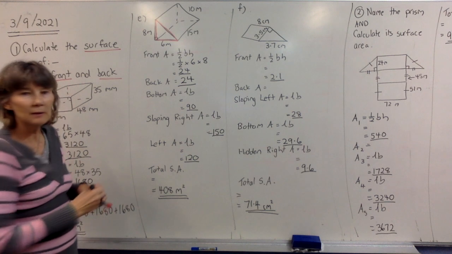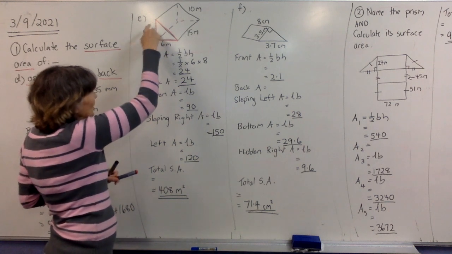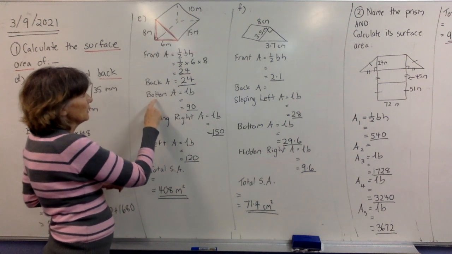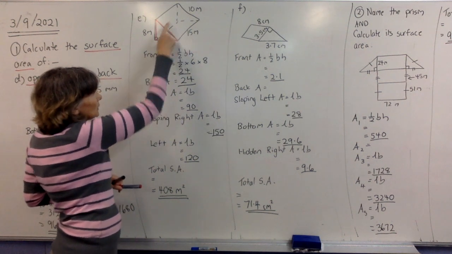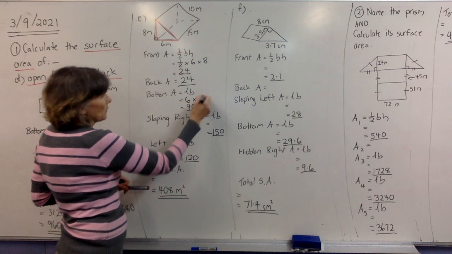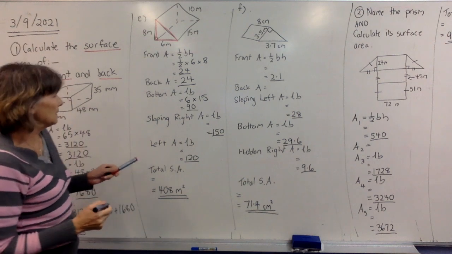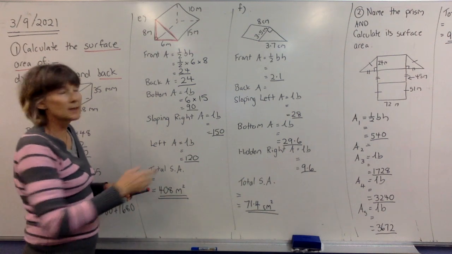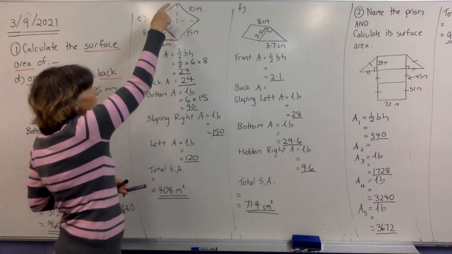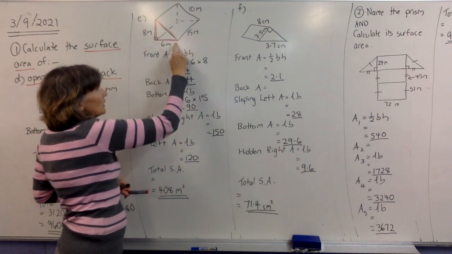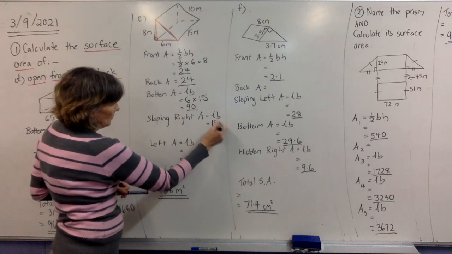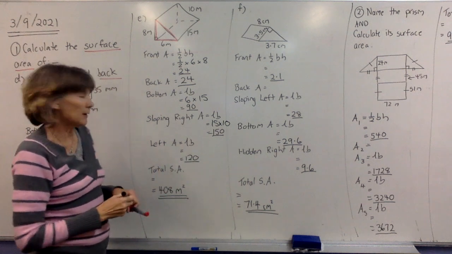Now remember, coming off each edge, you're going to have 3 rectangles. So we're up to the rectangles now. The bottom area is a rectangle. Length times breadth will be 6 times 15, or the other way around if you like, and you'll get 90. The sloping right, that's this rectangle here, it looks like a slippery dip, like a slide. That's a rectangle. Its length is 15 and its breadth is 10. So we multiply those for the rectangle and get 150.